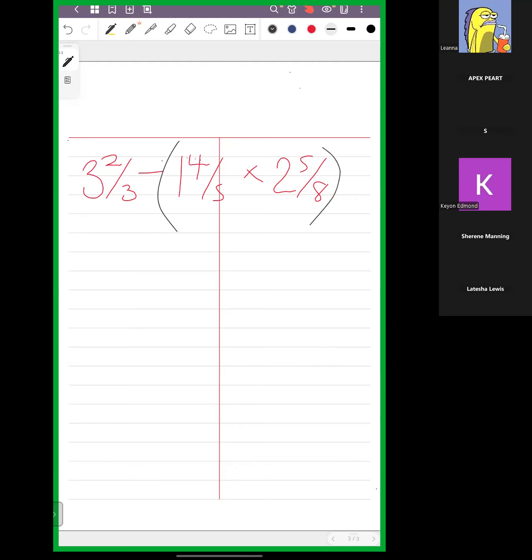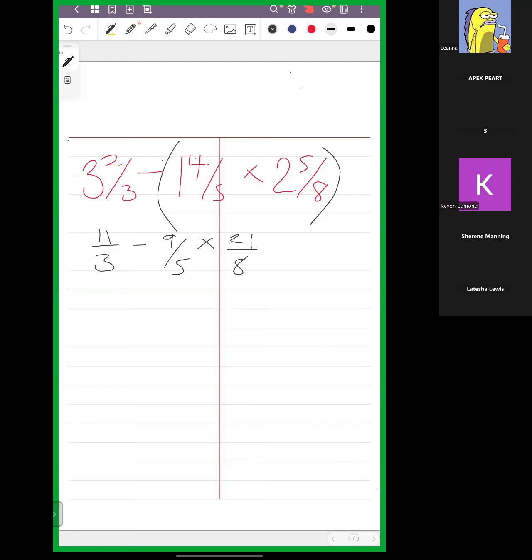Multiply first. But before we even go to the multiplication, let's do our conversion. 3 times 3 is 9, and 9 plus 2 is 11 over 3. Take away 5 times 1 is 5, plus 4 is 9 over 5. Multiply then by 8: 2 eights is 16, and 16 plus 5 is 21 over 8.